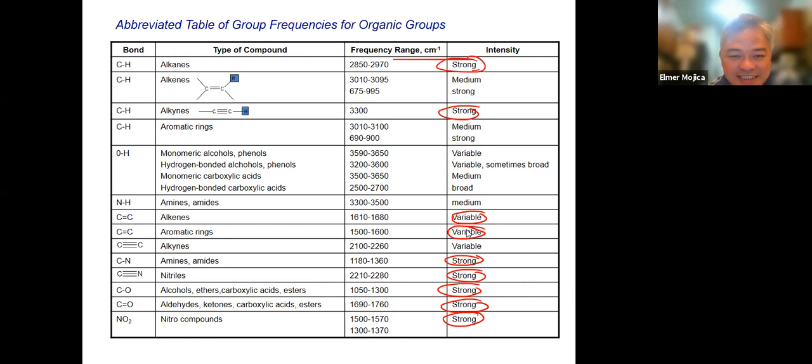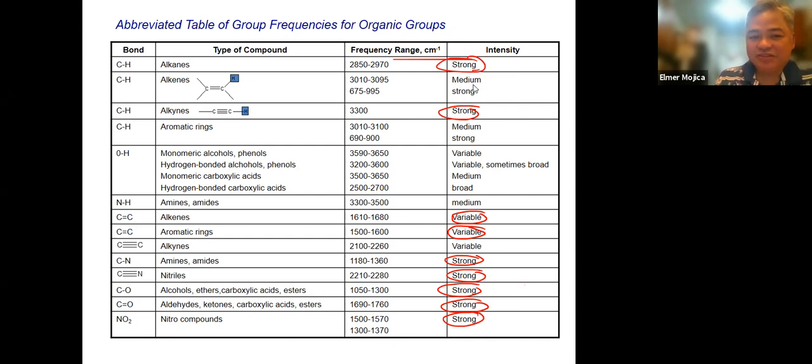Polar bonds. Okay, difference in electronegativity, polar bonds. So if you're going to summarize, di ba yung polar bonds is also related to electronegativity? So the more polar the substance is, the greater or the stronger is the intensity of that functional group.